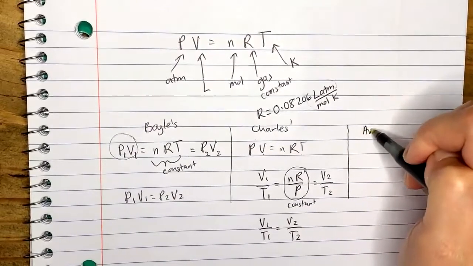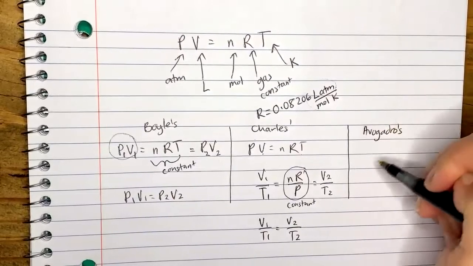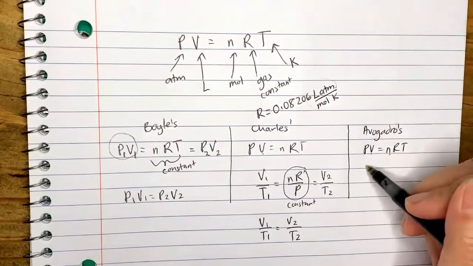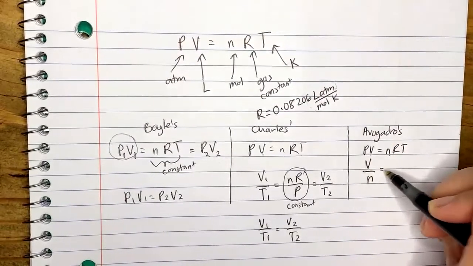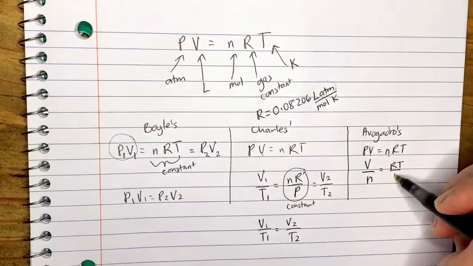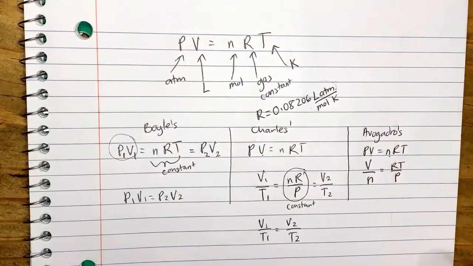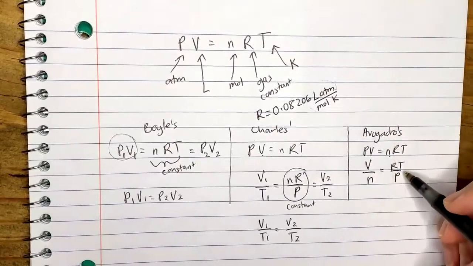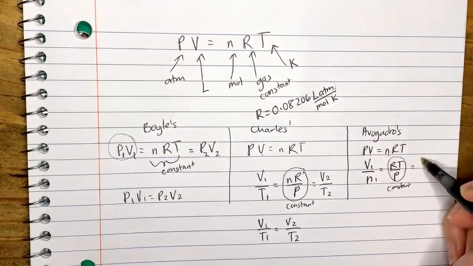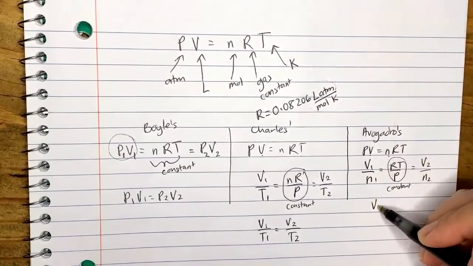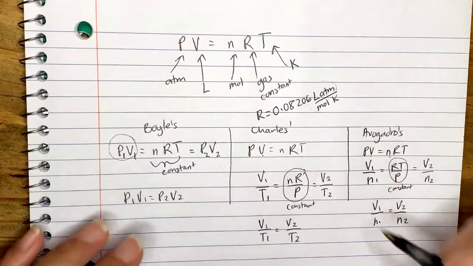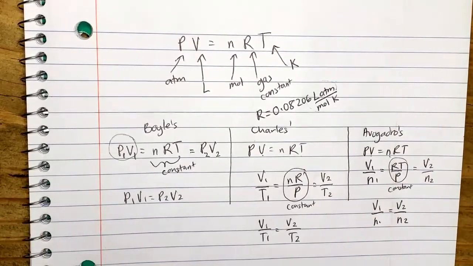And then Avogadro's law. From PV equals nRT, we're talking about volume and number of moles. So you say V over n equals RT over P. Okay? And then this is constant right here. So V1 over n1 equals V2 over n2. That's how you get these three laws. Okay? Now, these are the three laws.